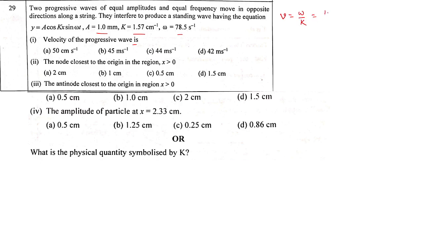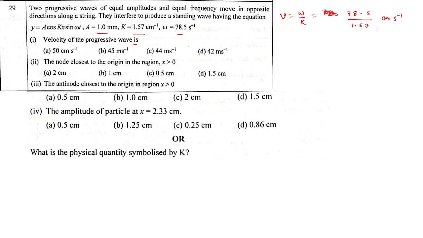The value of omega is given as 78.5, and the value of k is 1.57. Finally, we will have centimeter per second. See the value 78.5 divided by 1.57.